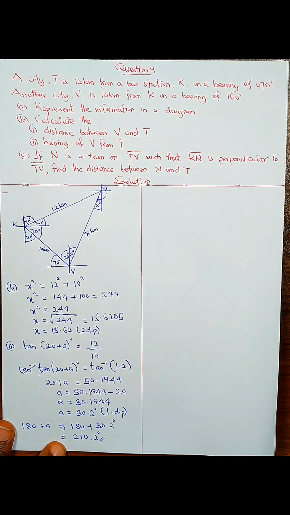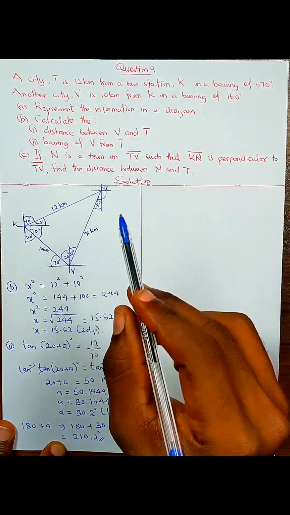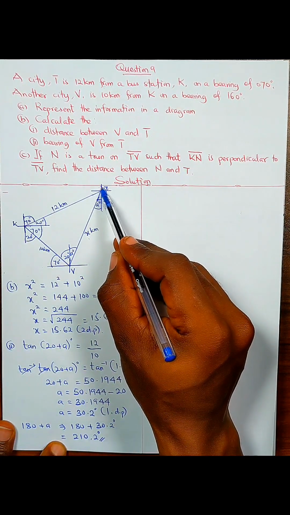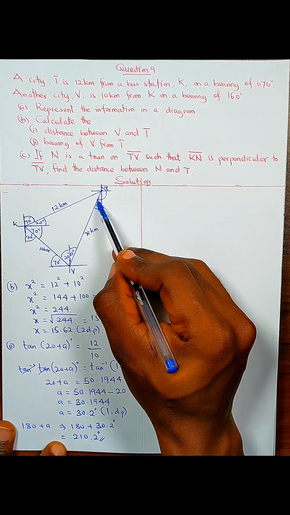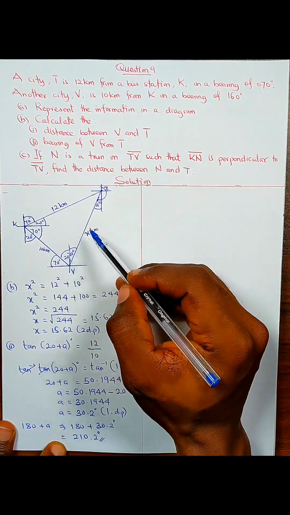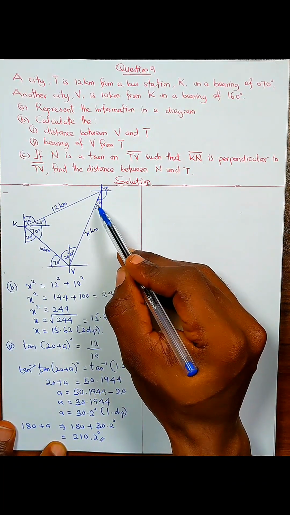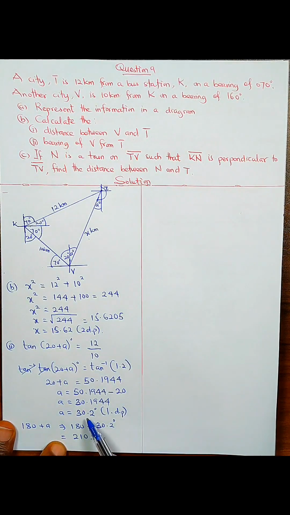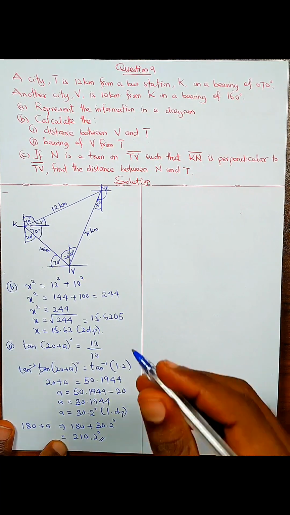Okay, so we are done with the II. The bearing of V from T is, that means measuring from the north of T to the line joining T and V. So we know this is 180 plus A, and A is what? 30.2. So we add the 2, then we get the bearing of V from T. Okay, now let's go to the C part.